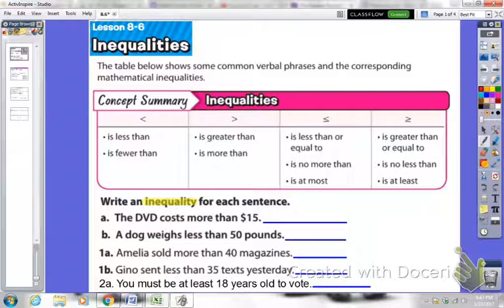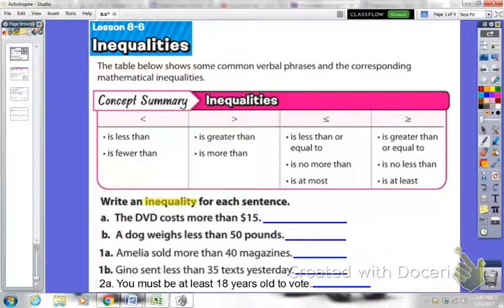This is lesson 8.6, which is on inequalities. This table below shows some common verbal phrases and corresponding math inequality symbols. So we have the first one, it is less than or is fewer than. Second one is greater than or is more than.